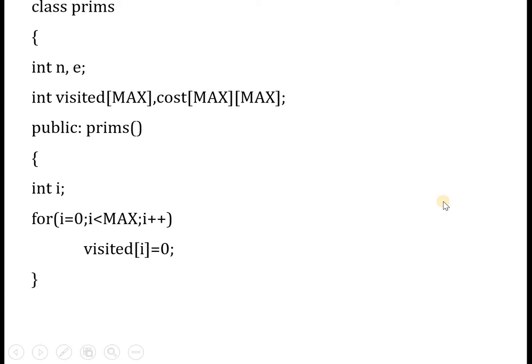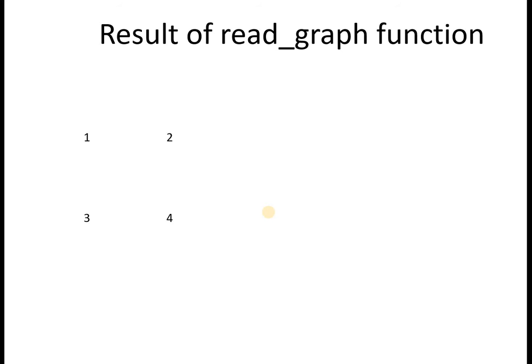Then there is a cost matrix, which is a two-dimensional array which stores the edge values from vertex v1 to vertex v2. Then there is a constructor Prims which initializes the visited array as 0. So mark all the nodes as not visited. Then we have to construct the graph in the form of an adjacency matrix.